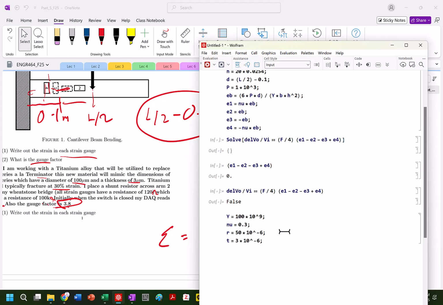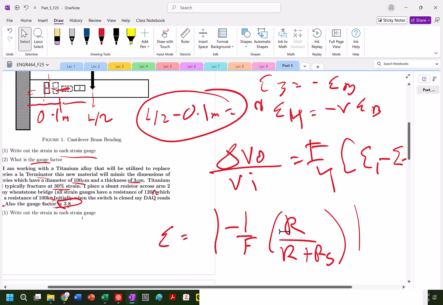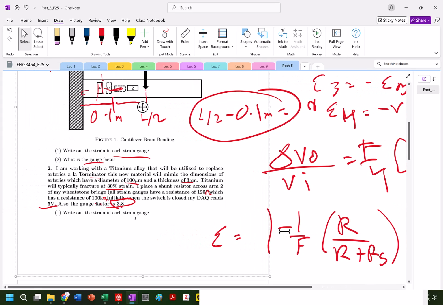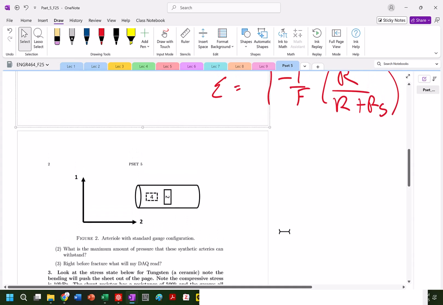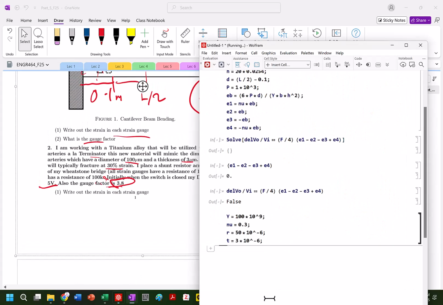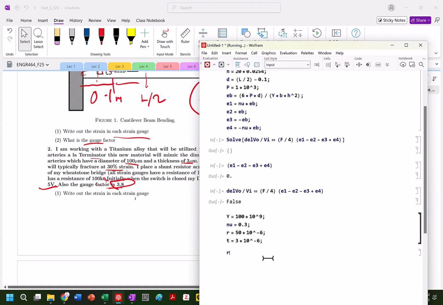So let's go ahead. Right at the strain, maximum pressure that it can withstand, and then right before fracture, what will the DAC read? Okay, so we're going to take it step by step by step. So first, are we a thin-walled pressure vessel? That's the question. Is R over T greater than 10?